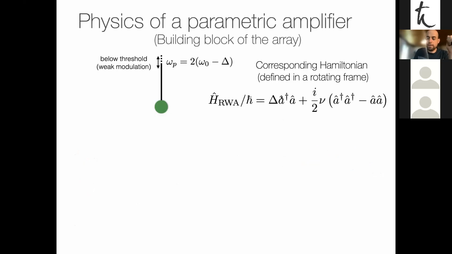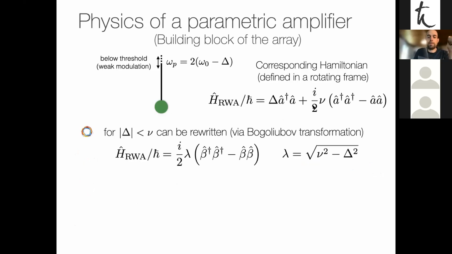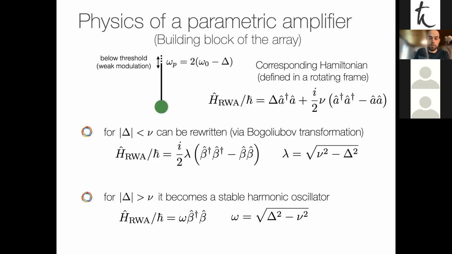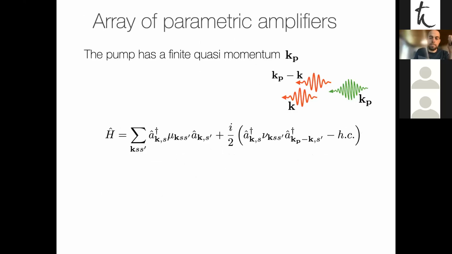slightly more complicated Hamiltonian. But if delta, the detuning, is smaller than nu, I can always make a Bogoliubov transformation and have again the Hamiltonian of a resonantly driven amplifier, just with a smaller amplitude of creation. Whereas if the detuning is large enough, I can diagonalize the Hamiltonian again with a Bogoliubov transformation and obtain just a simple harmonic oscillator. Okay, this was the building block, and what we are doing is just slightly more complicated.